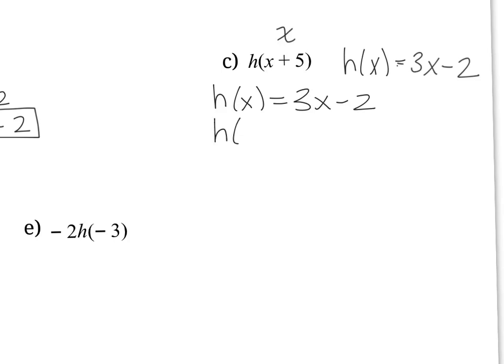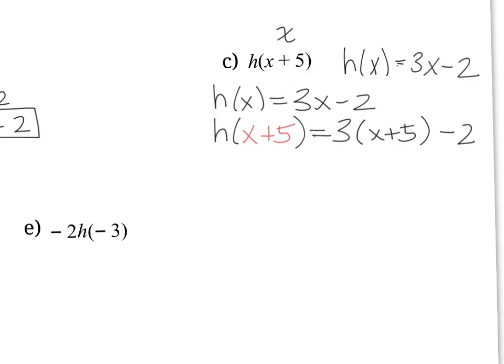So h(x + 5) is equal to 3, and instead of x, we're going to write x + 5. So we're going to put in brackets (x + 5) minus 2. And now just think about it. You know what to do here. What's the next step? Well, if I want to simplify, I've got to expand or distribute this 3 into this bracket here. So let's do that.